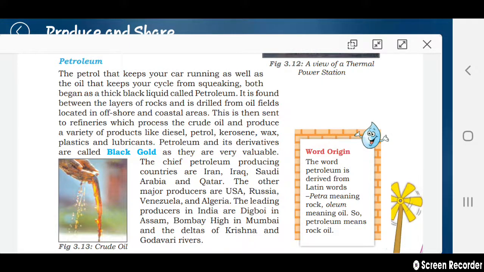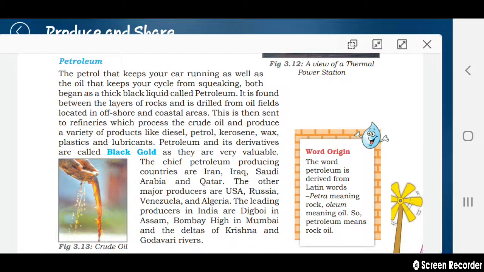Next, petroleum. The petrol that keeps your car running as well as the oil that keeps your cycle from squeaking both begin as a thick black liquid, which is called petroleum. Petroleum is found between the layers of the rocks, and it is extracted by drilling from oil fields located in offshore and coastal areas. They drill and bring the petrol out.